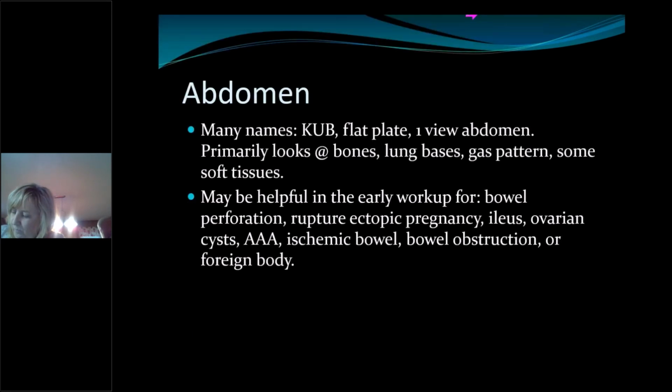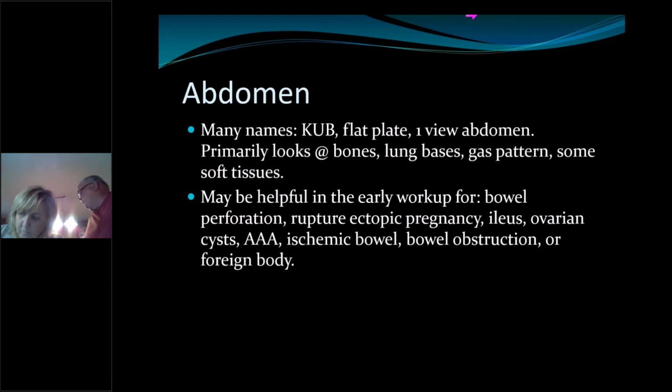All right, so we're going to keep moving on. We're going to get to the abdomen now. With the abdomen, there are obviously lots of different names: KUB, flat plate, primarily looking at lung bases, gas patterns, soft tissues. According to the literature, these can be helpful for bowel perforation, ruptured ectopic, ileus, ovarian cyst, AAA, ischemic bowel, obstruction, or foreign body, to which I say probably about one or two of these is reasonable in the real world.